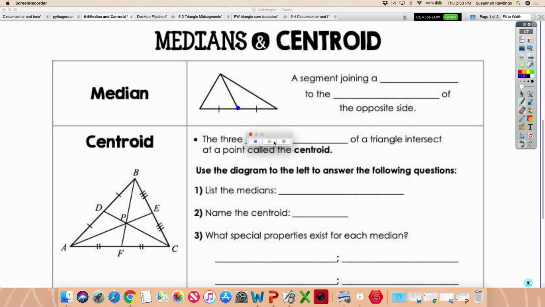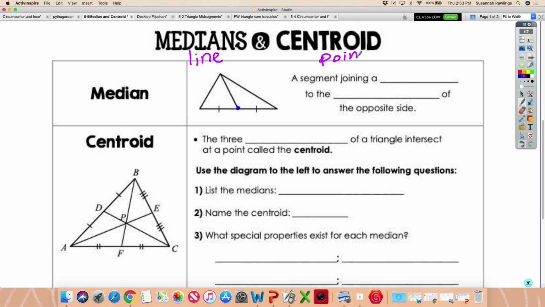We've done incenters and circumcenters. This is our next point of concurrency, so the intersection of some type of line here. The centroid is going to be the point of concurrency. The median is the type of line. I'm going to write that underneath. So those are the lines that are going to intersect, and then this will be the point of intersection, or point of concurrency. That's all that means, just intersection.